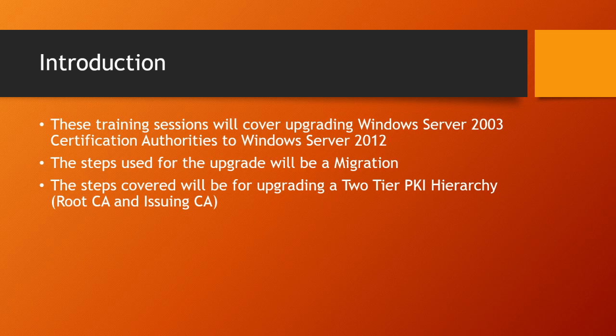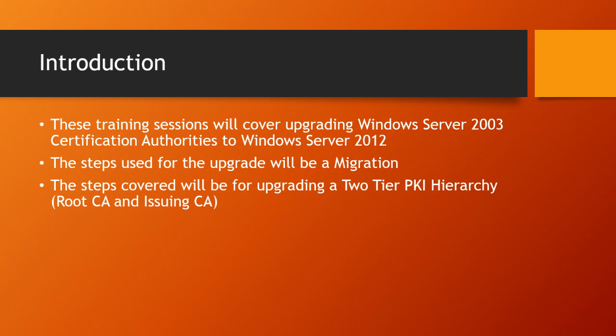The steps that I will cover for upgrading are for a two-tier PKI. In my example, I will have an offline root certification authority, and I will have an online issuing CA, which will be an enterprise CA. So I'll cover backing up and restoring both the root CA and issuing CA, which is the migration process, and then the other additional steps that are necessary for having a successful migration.